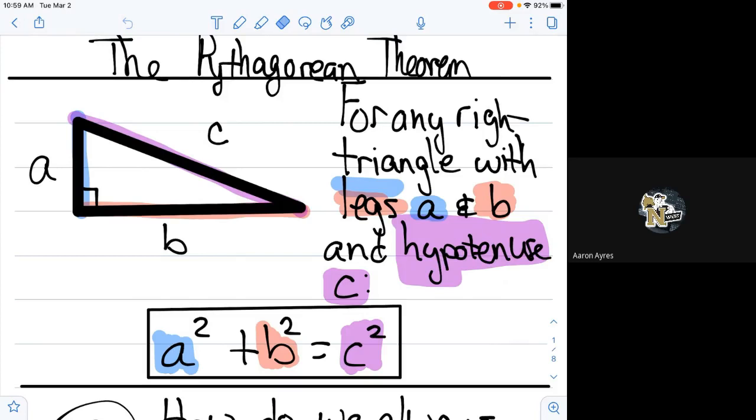Now here's the really cool thing. There's a very cool thing from geometry that says that the longest side of a triangle is always opposite the largest angle. So you can always determine what side of your right triangle is the hypotenuse, because in a right triangle, the largest angle is the right angle.